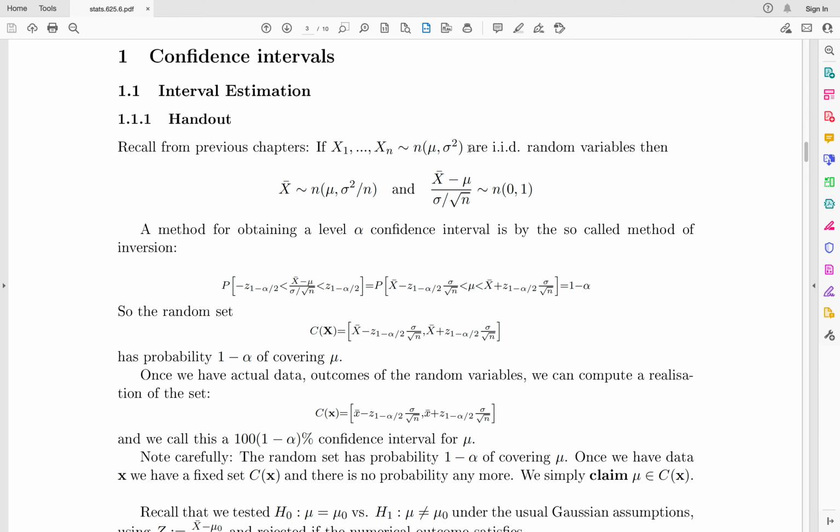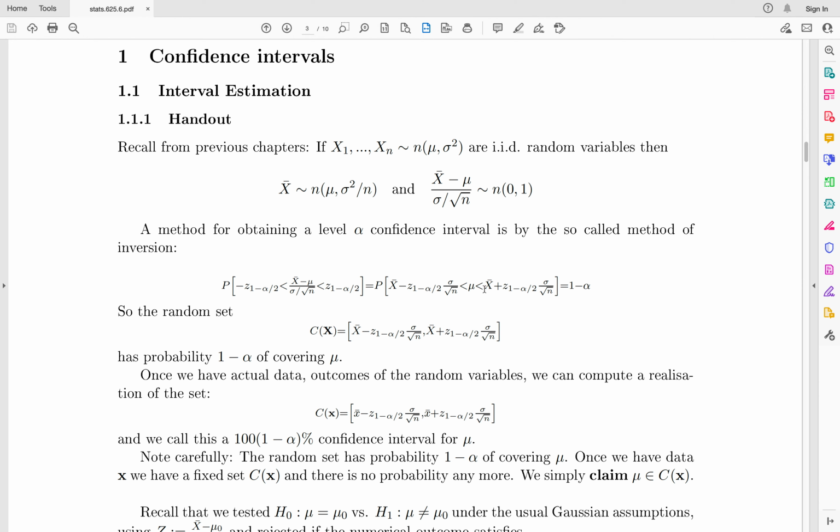We know that if we have a random sample from a normal mu sigma squared, then we can subtract the mean and divide by the standard deviation of the sample mean. And we know that we will get a new random variable which has a normal 0-1 distribution, so for fixed mu and sigma. And this leads to a common method of inversion, where we now know that the normal 0-1 random variable has a certain probability of being between two values in the normal distribution, the outer alpha over 2 cutoff points.